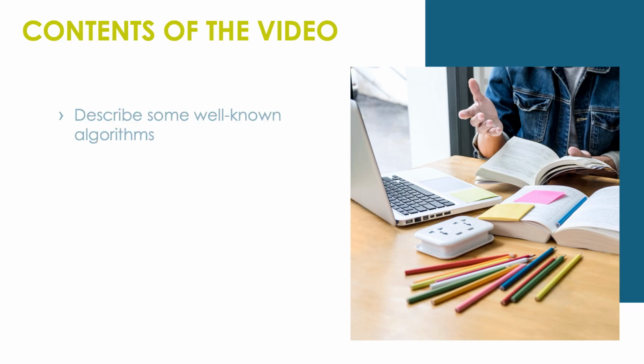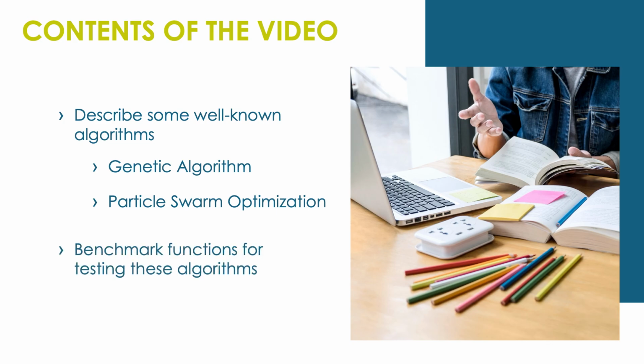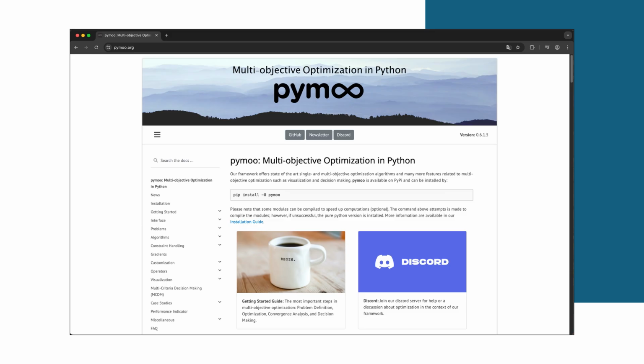Hello, and welcome to a new video of the course Optimization in Engineering, Scalar and Multi-Objective. Following the content of the previous video about metaheuristic optimization techniques, we will now describe some well-known algorithms like genetic algorithm and particle swarm optimization. Then, we will see some benchmark functions that are usually employed for testing these algorithms, and finally, we will delve into some worked examples.